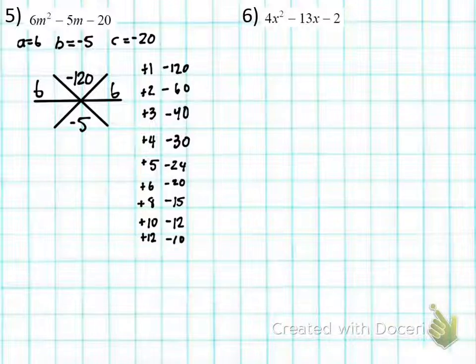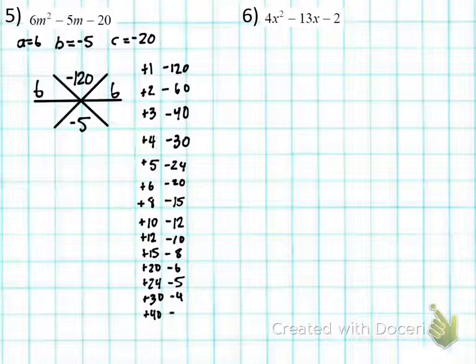Right, we have to keep going, because we have positives and negatives. So you're noticing you have the number pairs, but you don't have the positives and negatives. So we have to write all of them out. Positive 15 times negative 8. Positive 20 times negative 6. Positive 24 times negative 5. And positive 30 times negative 4. Positive 40 times negative 3. Positive 60 times negative 2. And positive 120 times negative 1.